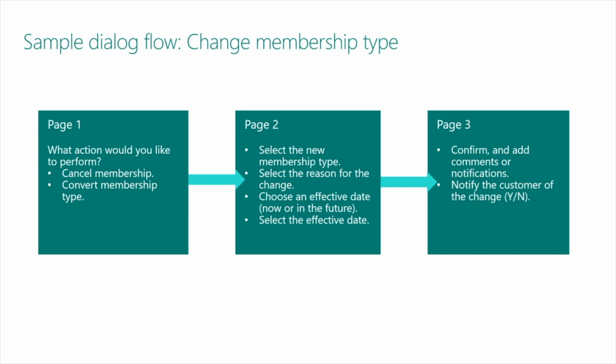Once you select which type of service that you want to perform, it will take you to the next page. So, okay, what's the new membership type? What's the reason for the change, and what's the effective date? And then you would have a final confirmation page in the dialog that would say, okay, confirm what you have selected, add some comments or notifications, for example, notify the customer, yes or no, and then you complete the dialog, and the dialog will basically start executing the sub processes in the background to do the change.